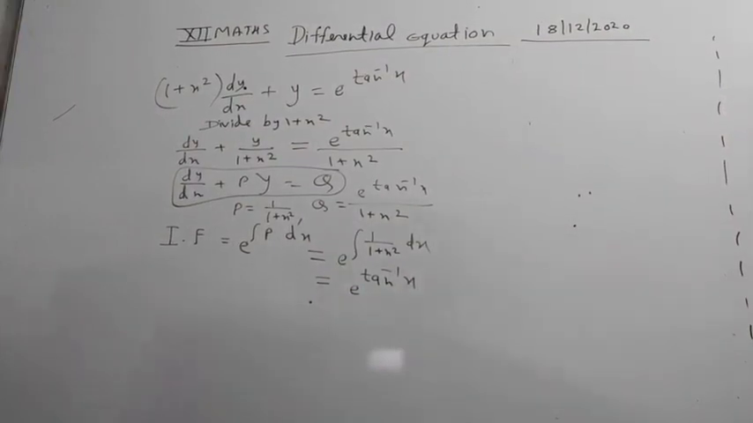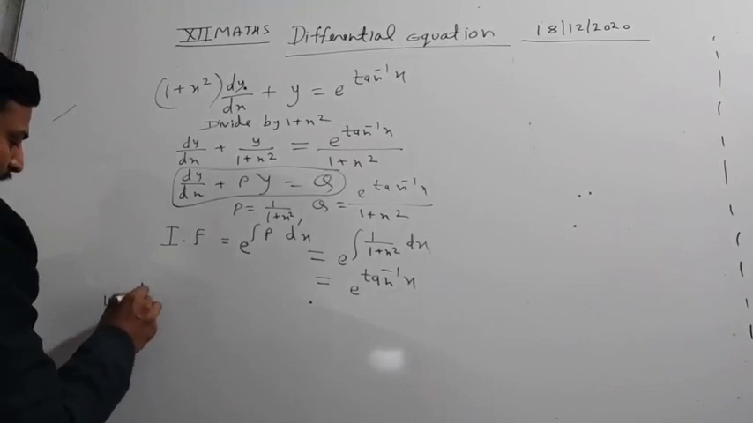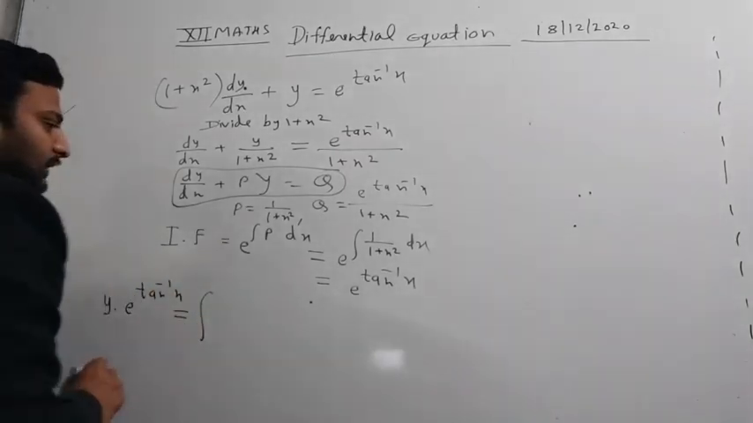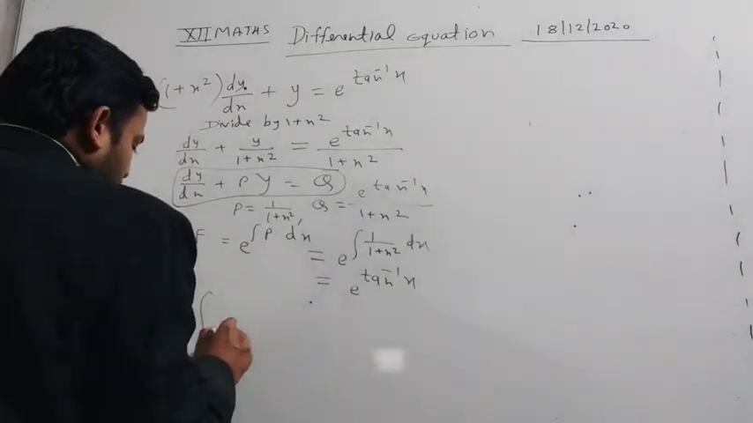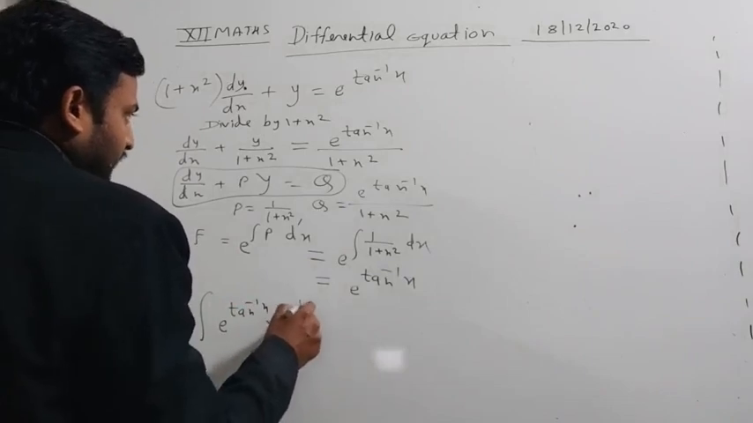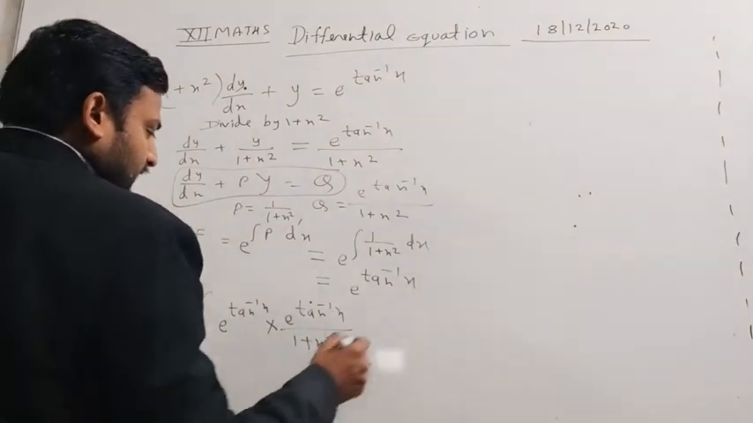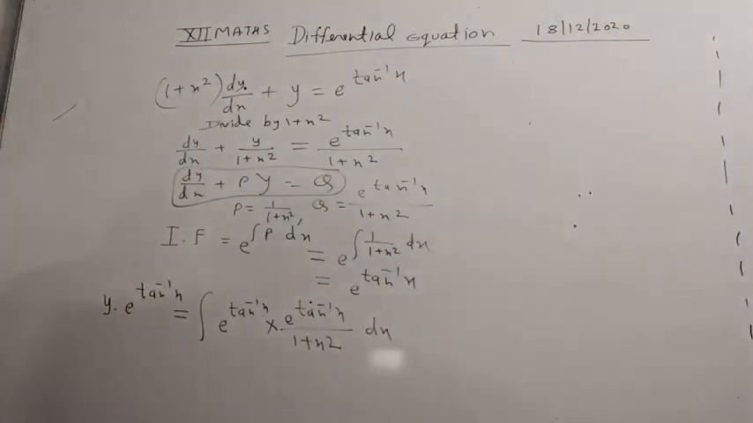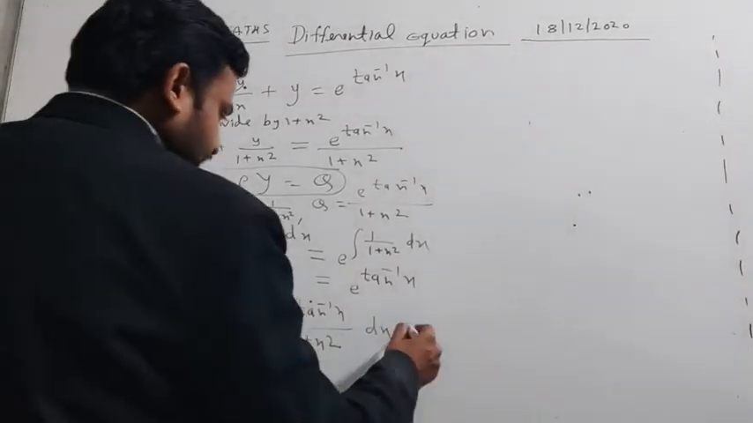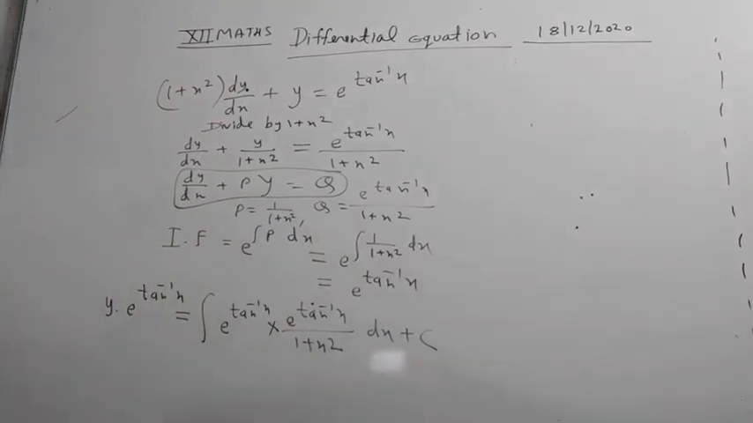Now we write the general solution, which is y into e to the power tan inverse x, equal to integration of e to the power tan inverse x into q, which is e to the power tan inverse x by 1 plus x square dx. Now student, we will solve it, okay, and find the general solution.